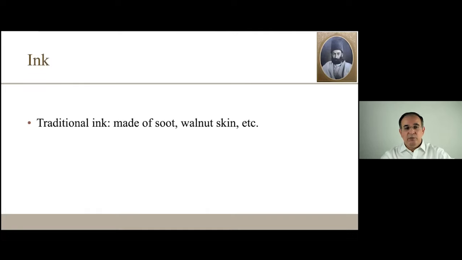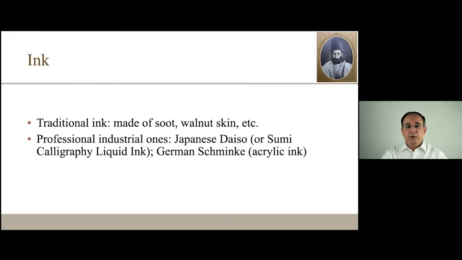The ink, which was traditionally produced for doing calligraphy, was usually made of soot or walnut skin, or different kinds of fruits, which produce the kind of color that you would need for calligraphy. Among professional industrial inks, there are a number of brands that people can easily find. There's the Japanese Daiso ink, otherwise called Tsumi. It's a kind of liquid ink for doing calligraphy. We've got the German Schminke. It's an acrylic ink, which is very good for doing calligraphy on ahar paper, on starch paper.